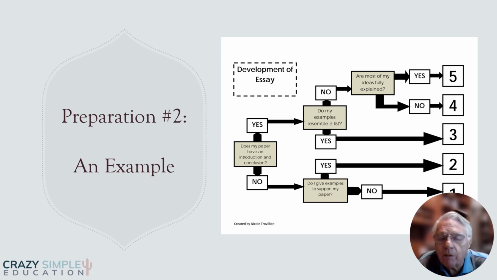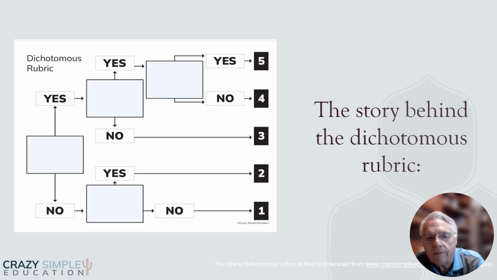So she made a dichotomous rubric for each of the 6 writing traits. On the website is a blank one. You can download it and you can make it the way you want to evaluate it, but you would make a rubric for each of the traits that you want kids to know by the end of the school year. There's the blank one. It is on the website, crazysimpleeducation.com. Scroll down a little bit, you'll see the blank graphs. Dichotomous rubrics are right there.